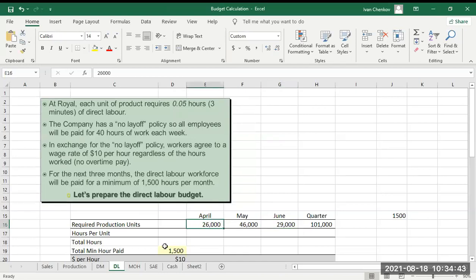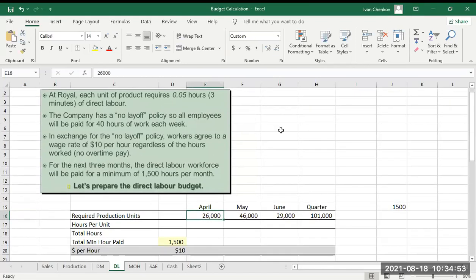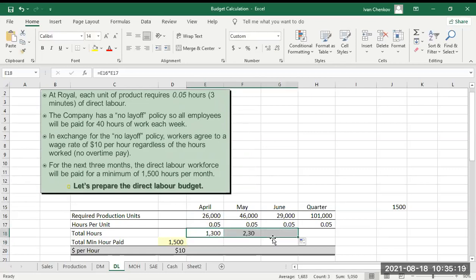Obviously, we're going to use the same number for the manufacturing overhead, because again, the product has 3 types of costs: direct material, direct labor, and manufacturing overhead. For all those 3, we have to use the same numbers. So a unit of production requires 0.05. We can easily apply 0.05 here, 0.05 here, 0.05 here, and for the quarter, 0.05. So the total hours that we need is 26 times 0.05. Those are the total hours that we need.